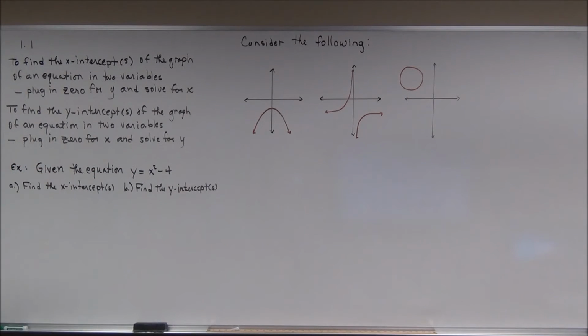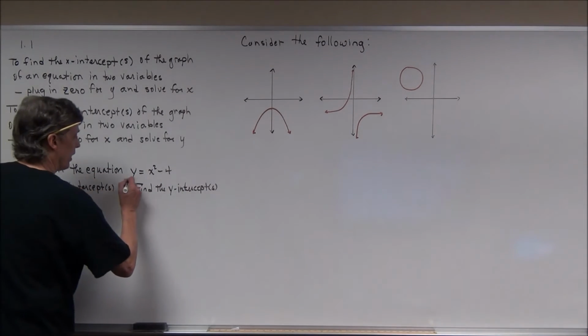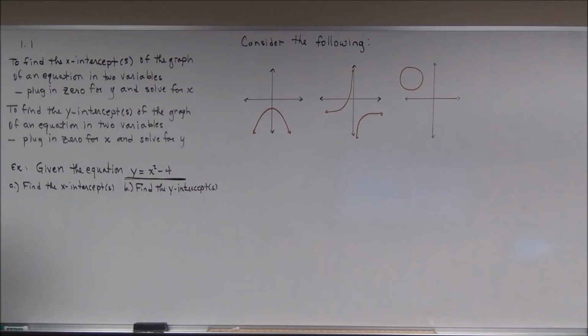And I have an example here. It looks a little bit like the equation that we were working with at the end of the last video, but it's a little different. y equals x squared minus 4. I want to find the x-intercepts and I want to find the y-intercepts. To find the x-intercepts, like I said before, plug 0 in for y. So y equals x squared minus 4. Plug a 0 in here.